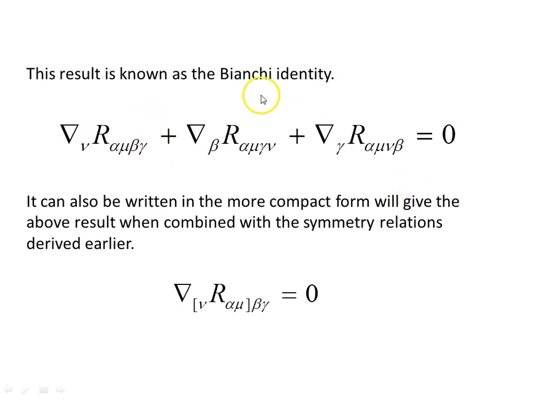Now, this result is known as a Bianchi identity. So here we are, we have the Bianchi identity. It can also be written in a more compact form. We'll give the above result when combined with the symmetry relations derived earlier. So if we permute the square brackets around here, if we permute these three indices, here we get this object equal to zero. Okay, and that's it.